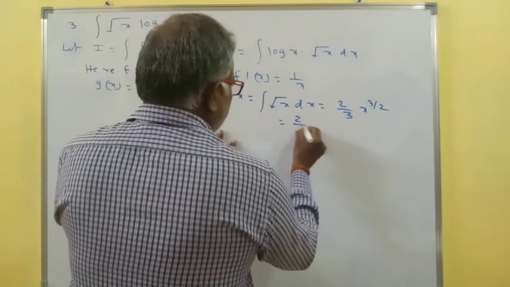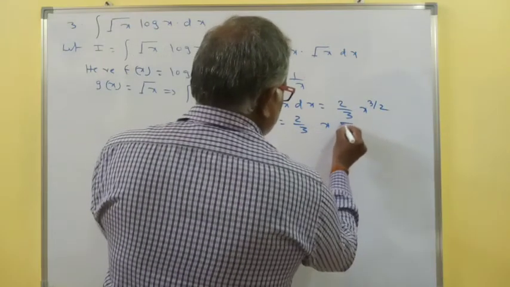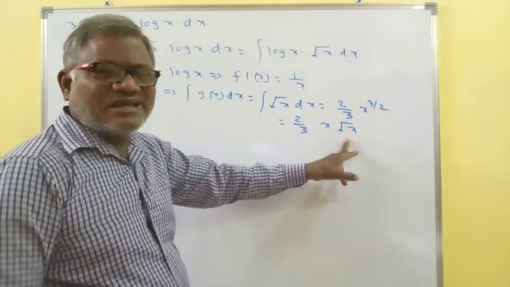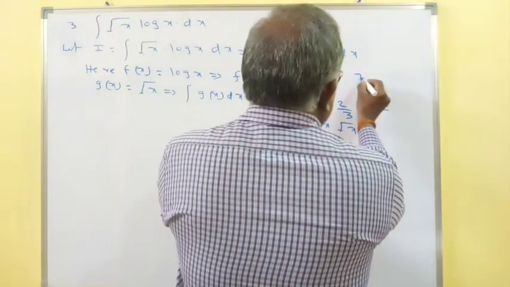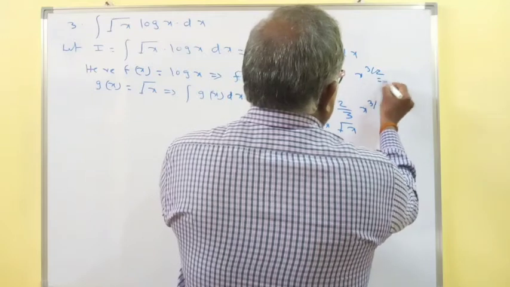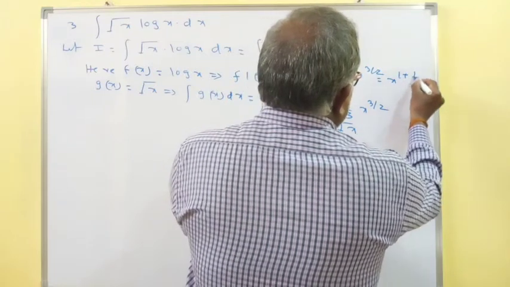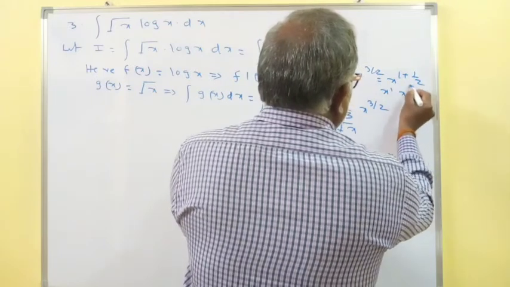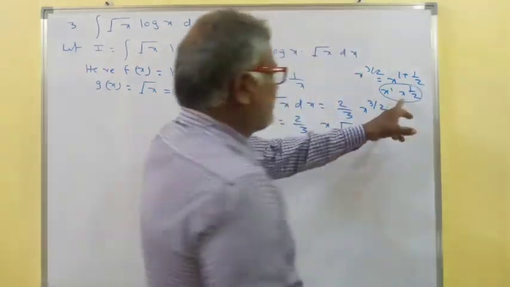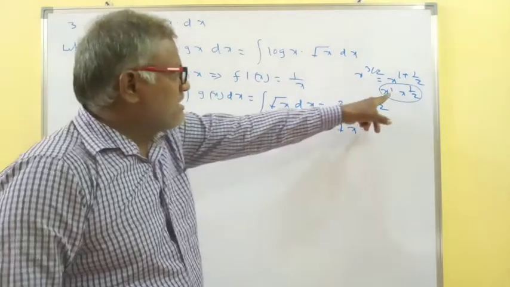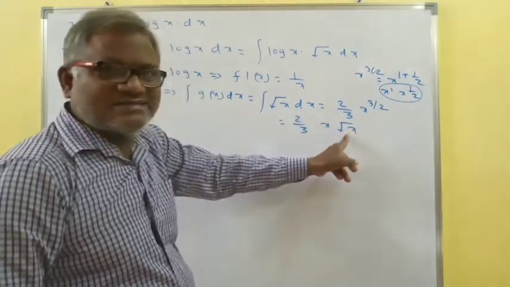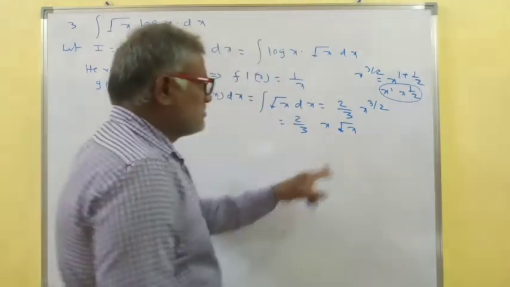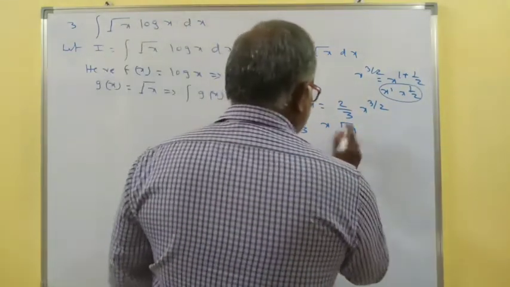X power 3 by 2 means what? X into root x. How can you get this? X power 3 by 2 means 1 plus 1 by 2, that is x power 1 into x power 1 by 2. And x power 1 by 2 means root x. So x power 3 by 2 means simply x into root x.